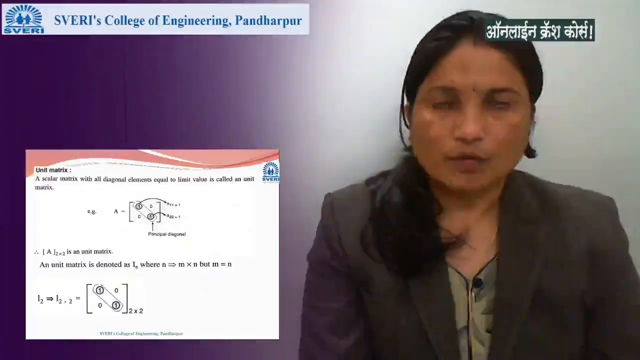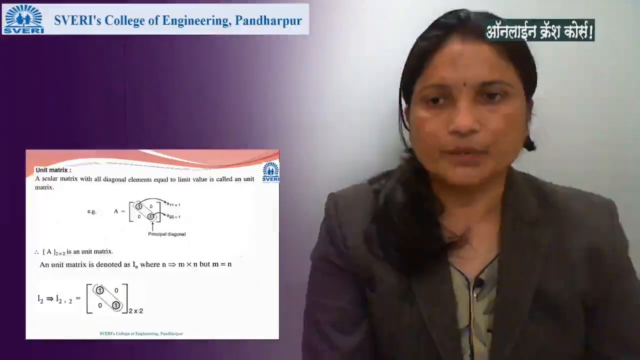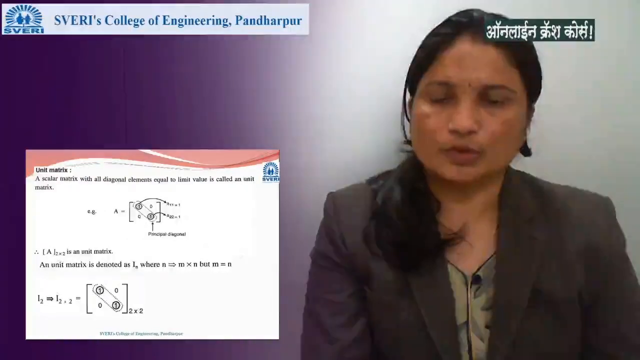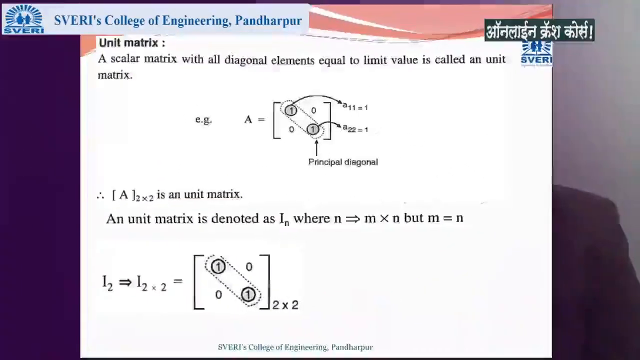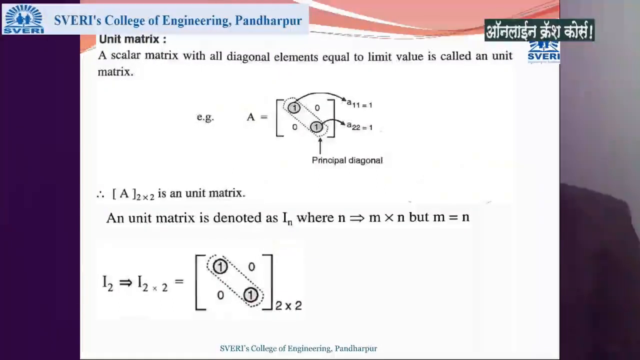So here matrix B is also a scalar matrix. Then unit matrix. What is the unit matrix? A scalar matrix with all diagonal elements equal to unit value is called a unit matrix. This unit matrix is also known as an identity matrix. Just look at this example: A is equal to 1 0 0 1. What are the principal diagonal elements? 1 and 1. Means in A11 position there is 1, and in A22 position there is again element 1. So here it is a unit matrix.